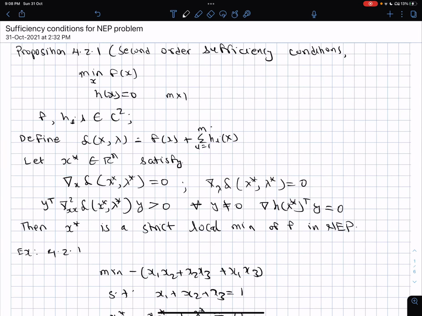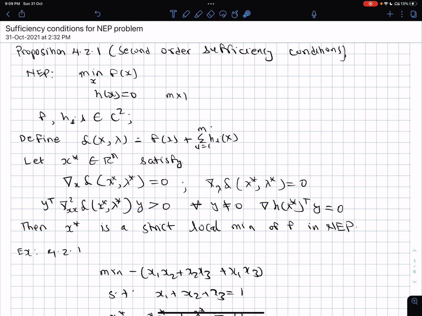Welcome back. So let's do today the second order sufficiency conditions for the NEP problem. So recall what our NEP problem is: minimize f of x subject to the set of constraints h1 of x equal to 0, h2 of x equal to 0, up to hm of x equal to 0, and x comes from Rn. And because we are talking of second order optimality conditions, clearly we are going to assume that f and the hi's are all twice continuously differentiable.